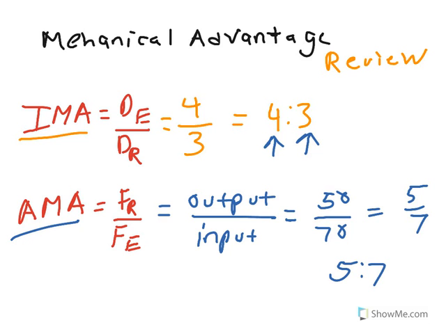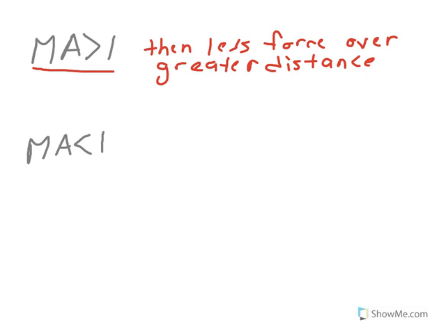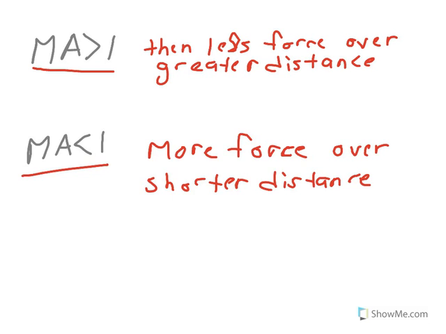Writing it as the ratio 5:7 means that I'm getting 5 pounds of output force for the 7 pounds of input force that I'm putting in. If we look at that as a fraction again, 5/7, it's less than 1, and I'll go over what the difference is in the two different types of mechanical advantage. If I have a mechanical advantage greater than 1, then that means I'm putting in less force over a greater distance. If I have a mechanical advantage less than 1, then I have more force over a much shorter distance.